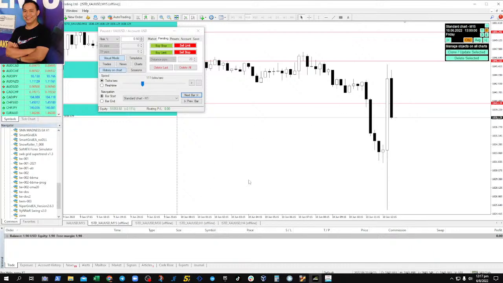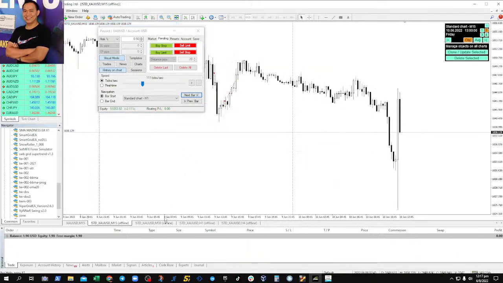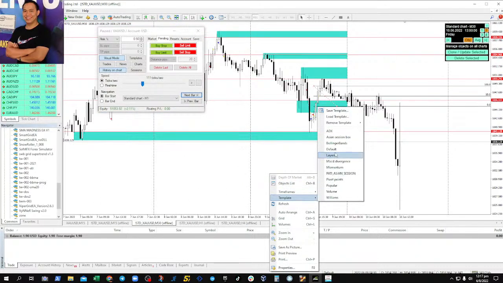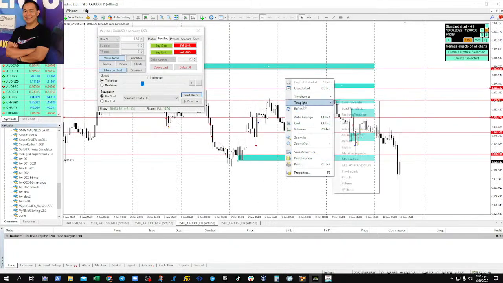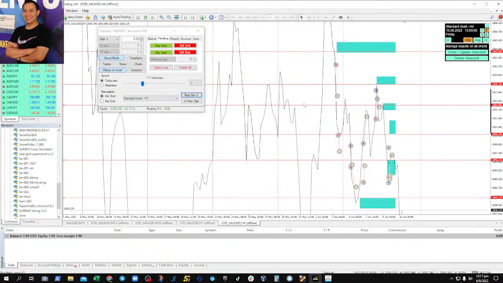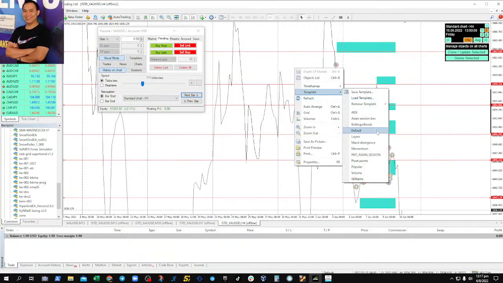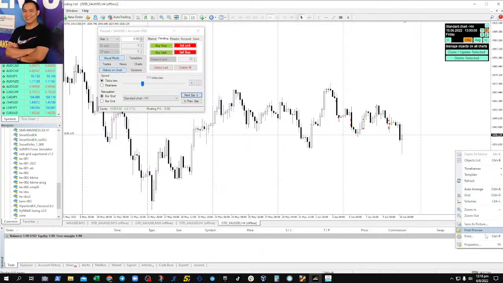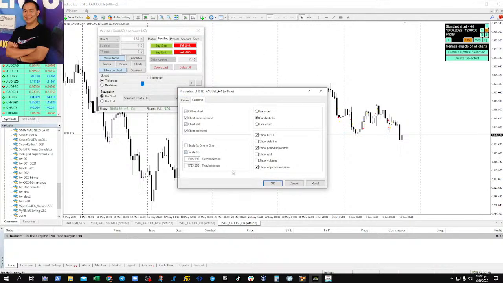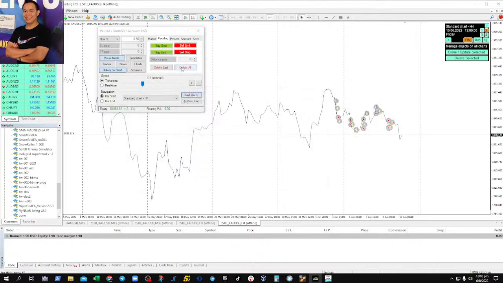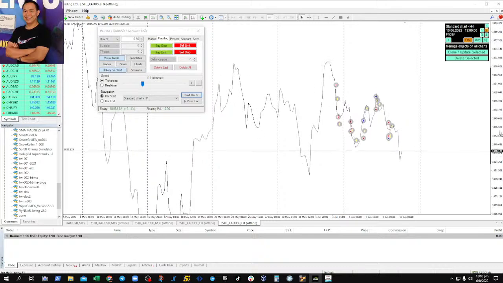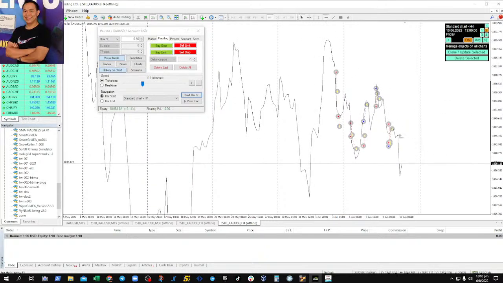Okay, never mind. Clean up the template. Then we clean up the template. Default. Okay. Then we do this. Scale fix. Then change to line chart. Then we zoom in a little bit. Okay. Mark the SNR level again.